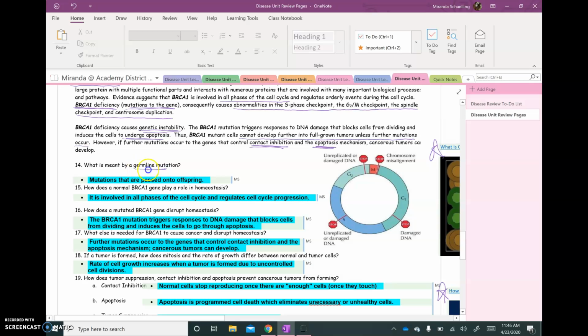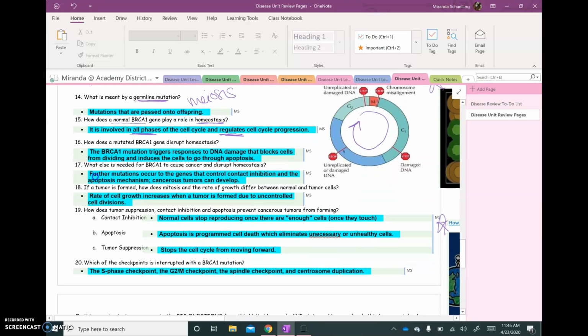So what is meant by germline mutation? Germline mutations are mutations that pass on to offspring through meiosis. Okay, how does the normal BRCA1 gene play a role in homeostasis? So remember, homeostasis is that fancy word for balance. It's involved in all phases of the cell cycle and regulates cell cycle progression. So if this is like a circle or cycle of life, the BRCA1 gene tells how fast it goes through these cycles. How does the BRCA1 gene disrupt homeostasis?